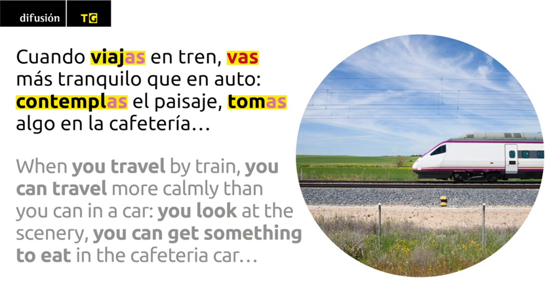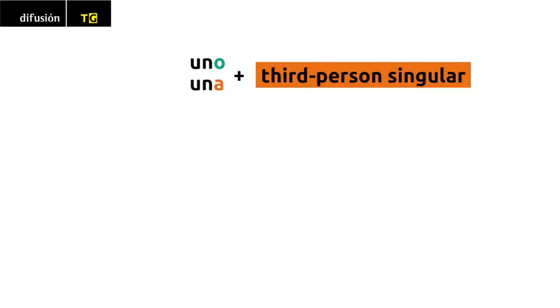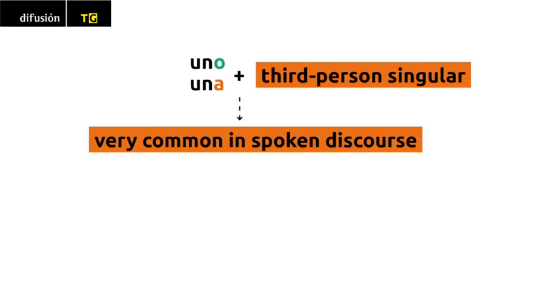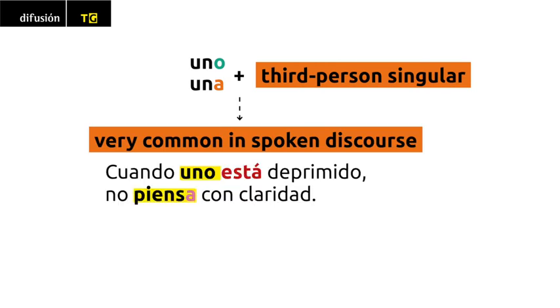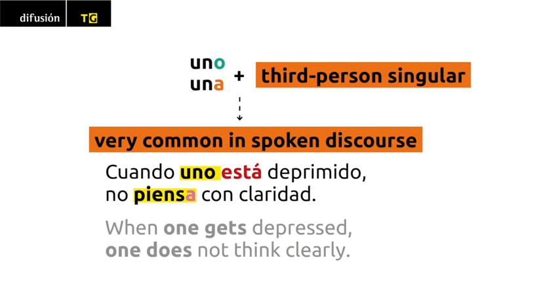Another way to express something in an impersonal way is to use the structure uno or una plus third person singular. Just like the impersonal tú conjugation of the verb, this form is very common in spoken discourse. Cuando uno está deprimido, no piensa con claridad. The same possibility exists in English, though the corresponding pronoun one sounds very formal in English. When one gets depressed, one does not think clearly.